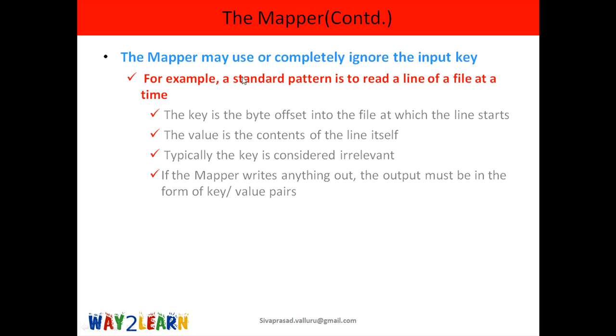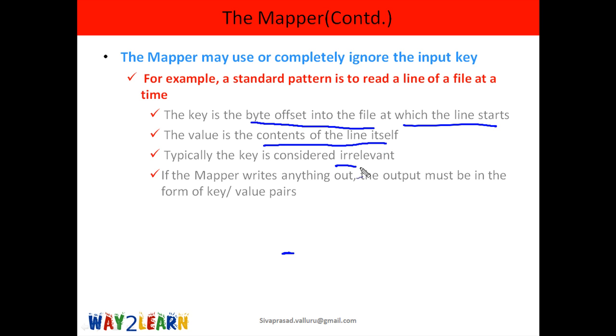Then generally a mapper may use or completely ignore the key. Till now in the programs which I showed you, the key was totally ignored. So what is the value for the key by default? The key by default is the byte offset of the file at which the line starts. So it will give you the byte number at which the line starts. Okay, and the value is the contents of the line itself.